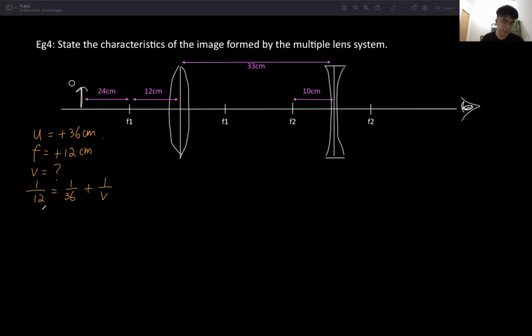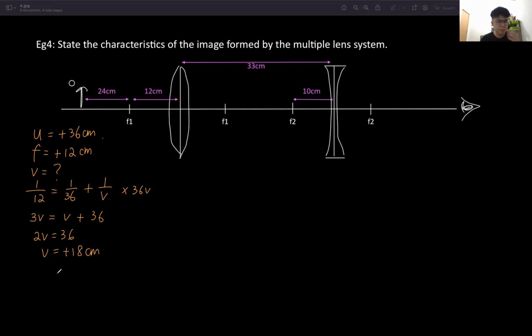Every single term I multiply by 36V. So I have 3V equals V plus 36. Then we solve this. 3V minus V, 2V equals 36, and V equals plus 18 cm.